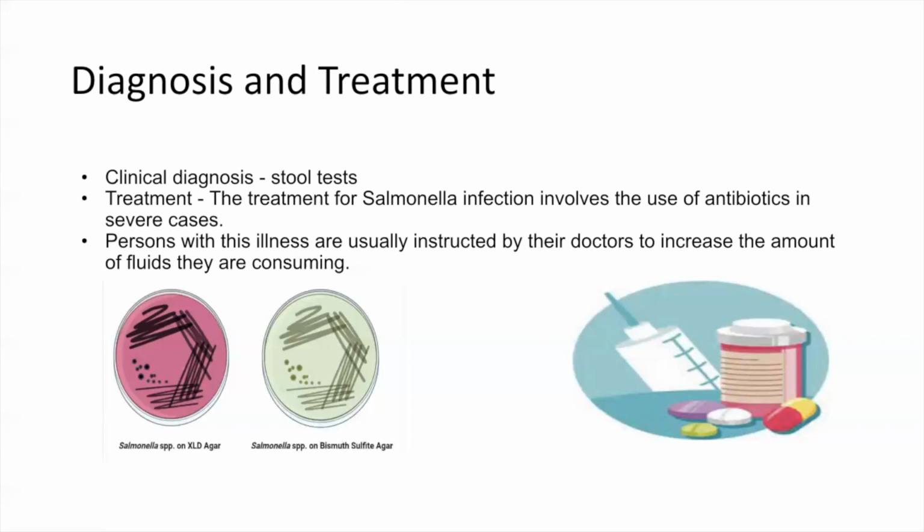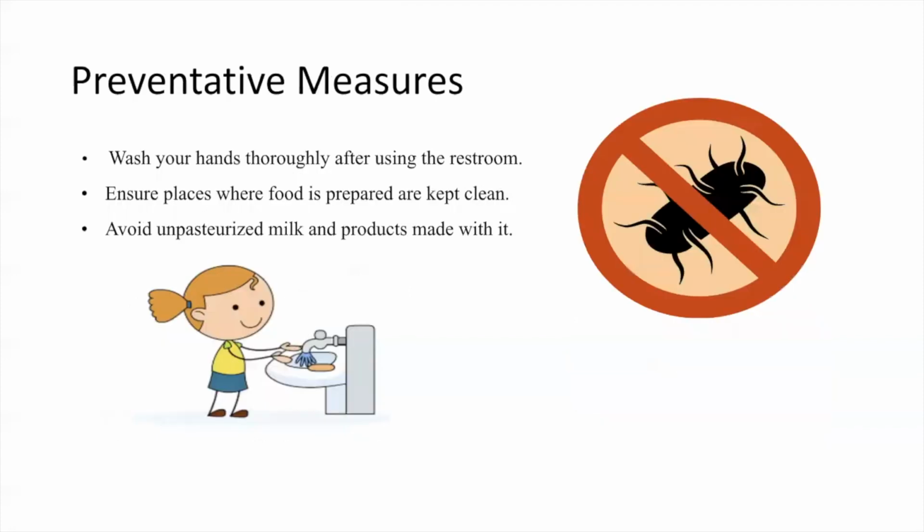In certain cases where the diarrhea is severe, persons may have to be hospitalized, and in very rare instances, however, this infection may spread from the intestinal tract to the bloodstream. In this case, salmonella may cause death unless the person is provided promptly with some antibiotics. Focus will now shift to preventative measures through which salmonella infection can be avoided.